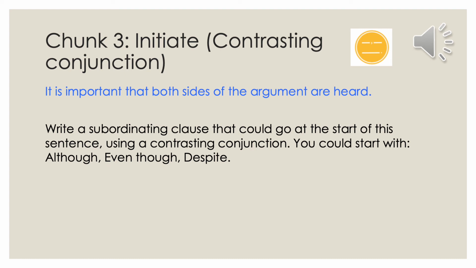So we're moving on to chunk 3, and remember the symbol represents our sentence structure. So we're thinking about using a contrasting conjunction. Okay, so have a look at this sentence. It is important that both sides of the argument are heard. Write a subordinate clause that could go at the start of this sentence using a contrasting conjunction. Remember, contrasting means that they're opposite sides. You could start with although, even though, or despite, because those are all contrasting conjunctions. They give different sides of the argument.